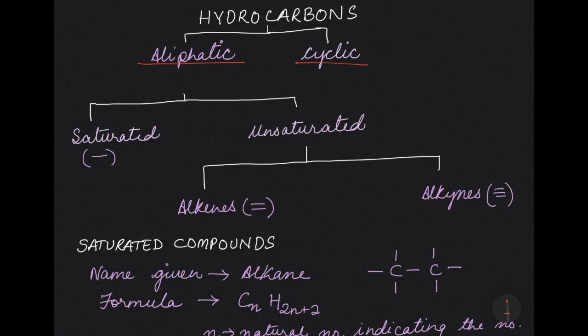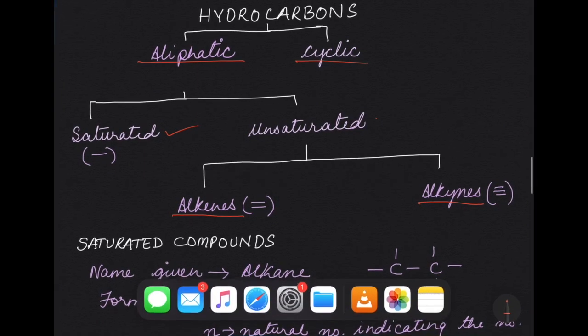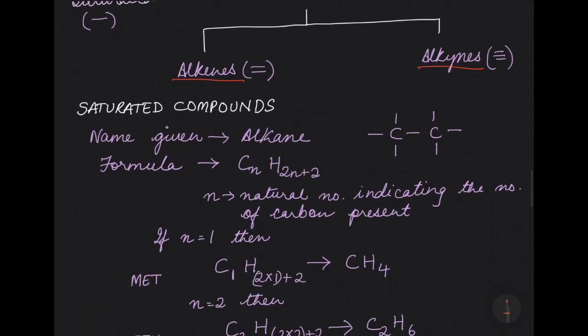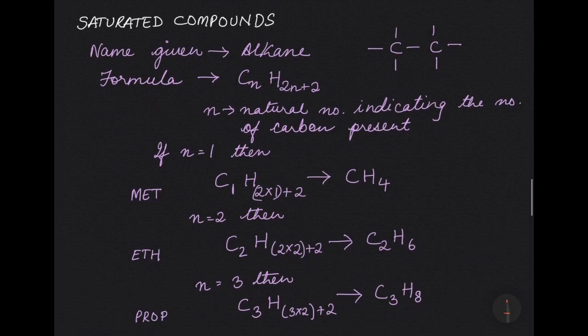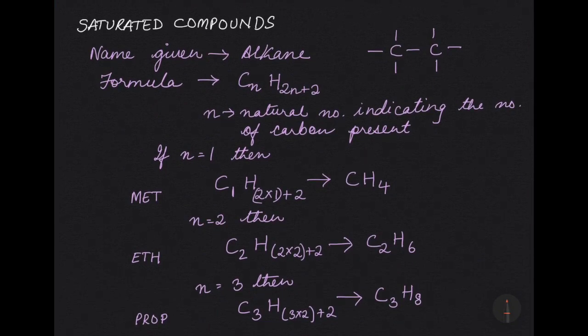The aliphatic or open chain compounds are further divided into saturated and unsaturated compounds, and unsaturated compounds are further divided into alkenes and alkynes, which we'll be discussing in detail. Now, coming to saturated compounds, the general name given to them is alkane. They have a single covalent bond between all the carbon atoms.